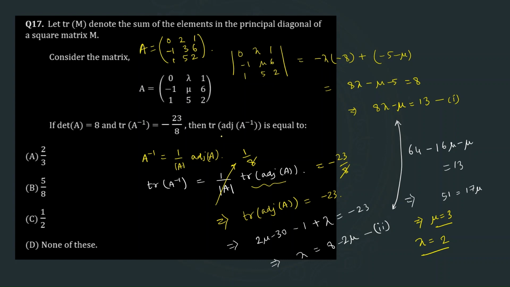Now we have to find trace of adjoint of A inverse. Now again, do we have to actually find the adjoint of A inverse? No. We have to find the shortest approach to find trace of adjoint of A inverse. For this, we have to again use this information. How? This relation that we used before to calculate trace of A inverse, that is trace of A inverse is equal to 1 by determinant of A times trace of adjoint of A.